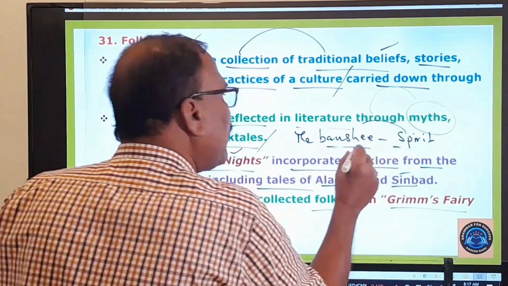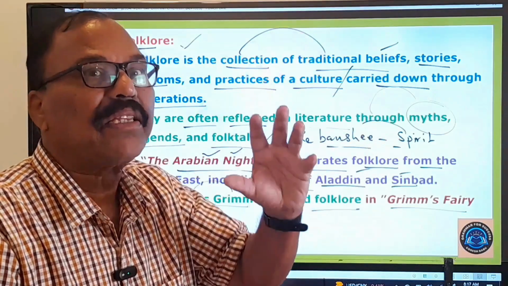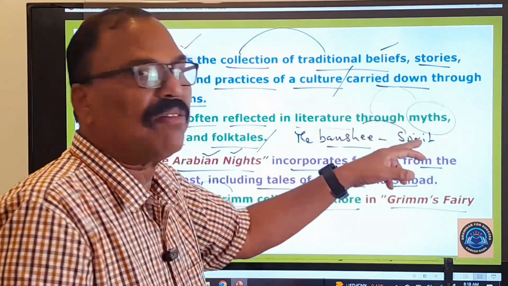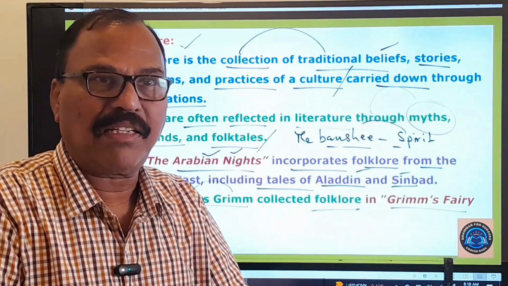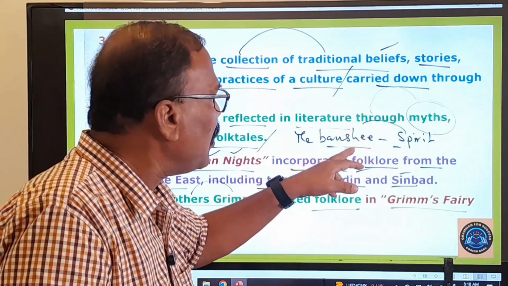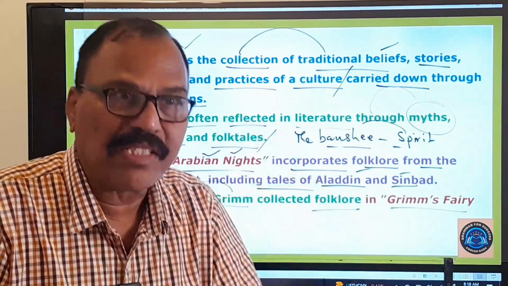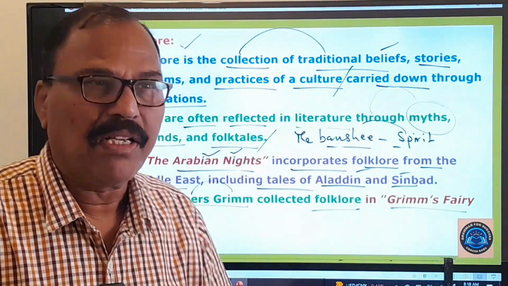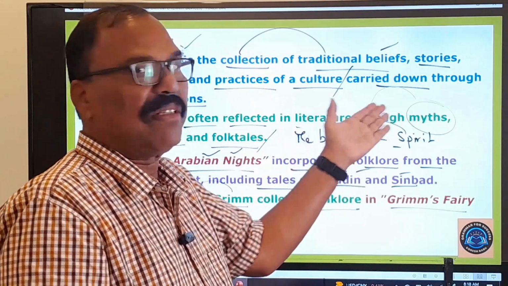Okay, this spirit is said to be wailing to foretell the death of a member of a family. So this comes and wails in that street or something like that. Okay, that is a kind of folklore. And this banshee, this spirit, is depicted as a woman dressed in white with long and flowing hair and all that. So some description is also given about that banshee, the spirit.